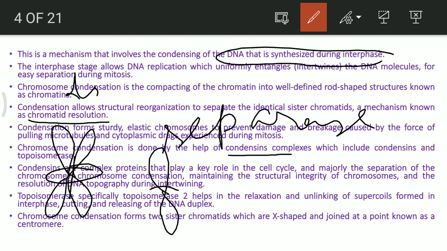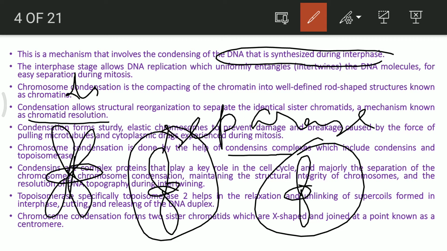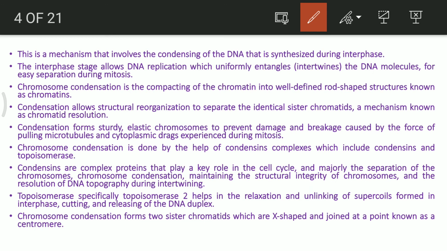So if you always see the diagram in telophase, it's like this: two cells, both cells have one chromatid along with the centromere. So the centromere is also getting divided. And how is it getting divided? With the help of this enzyme separase. That is also important. Condensins are complex proteins that play a key role in the cell cycle and majorly in separation of the chromosomes. Here separase is not mentioned, but it is also there.